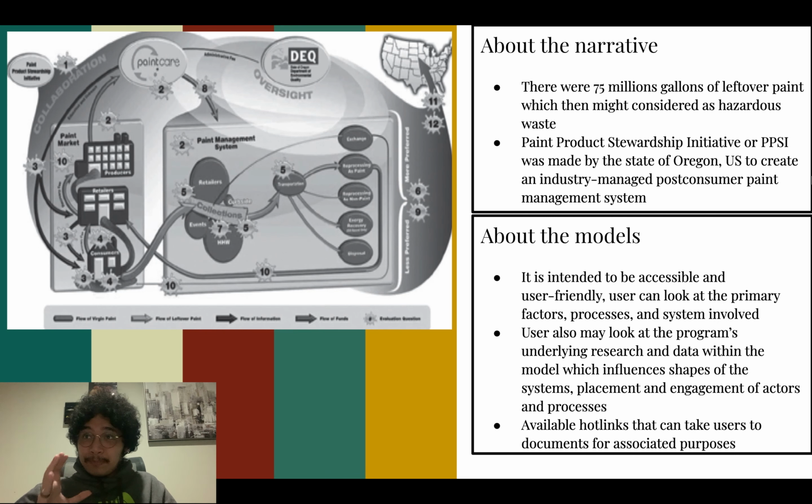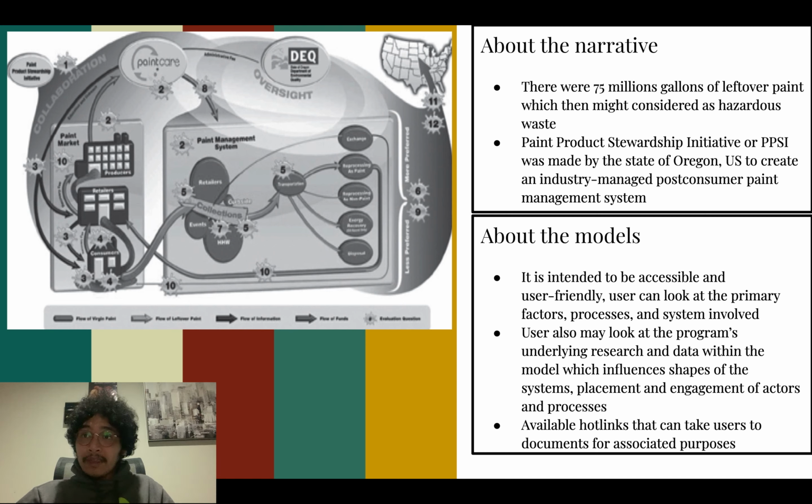The next one is the PPSI, or Paint Products Stewardship Initiative. It is to create an industry-managed post-consumer paint management system, because there were 75 million gallons of leftover paint in the US, which might then be considered hazardous waste. And about the model, it is intended to be accessible and user-friendly, and users can also look at the primary factors, processes, and systems involved.